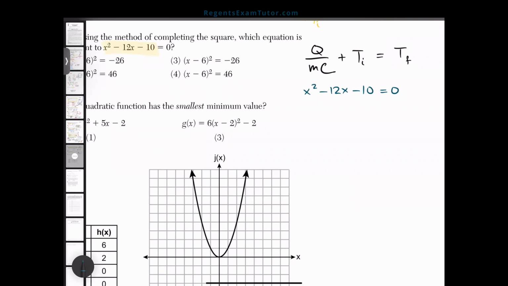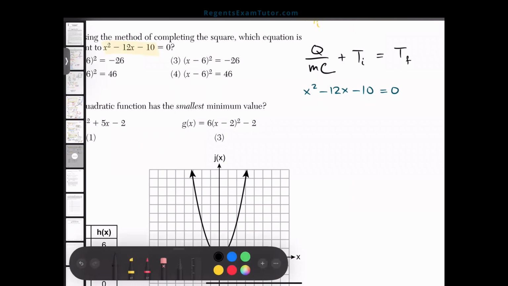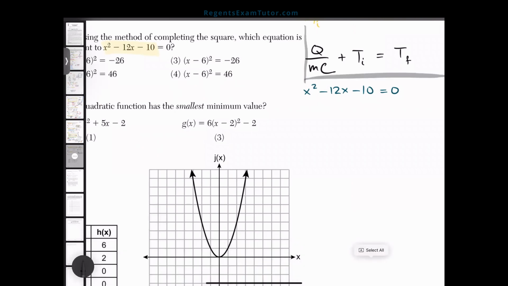That would be a perfect square because, for example, let's imagine that this trinomial that we have in front of us that I just wrote here, let's imagine that that was just a number. Let's say it's just a number like 16.